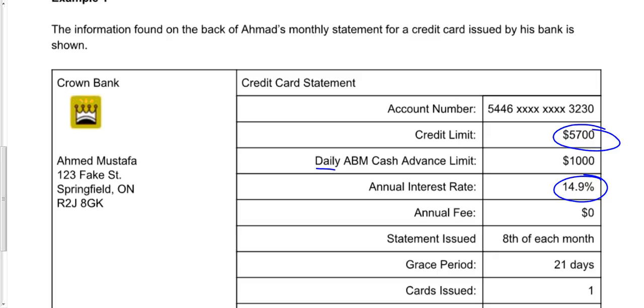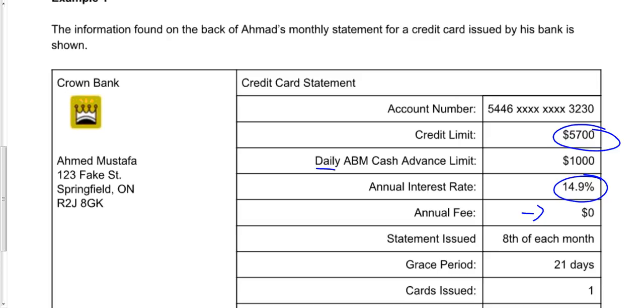The annual fee says there is none. That's a big draw for a lot of people. He doesn't have to pay any money to have this particular credit card. The statements are issued on the 8th of each month. So on January 8th, September 8th, or whatever, that's when the credit card company says, hey, Ahmed, you owe this much money. As soon as they send that out, that's when the clock starts ticking for him to pay it off.